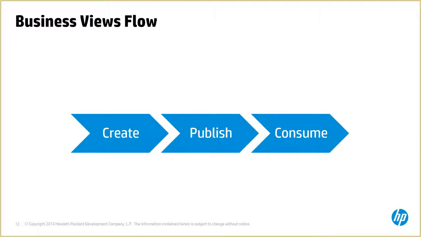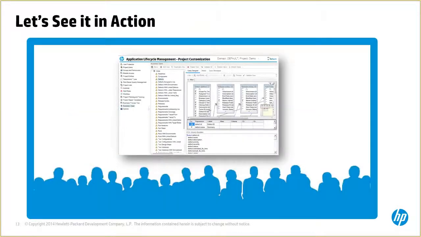Essentially the flow of creating a business view is quite simple. We go into the business view editor in the customization screen to create them and validate them. The more complex the business view is, the more time it takes to complete it. Once we see that it is done, we can then publish it, and by publishing it, we make it available for the end users of that project to see it and consume it by creating graphs and Excel reports based on that business view. So let's see it in action.